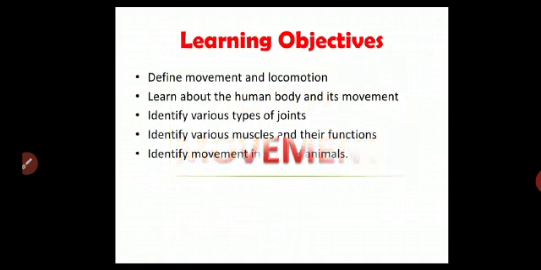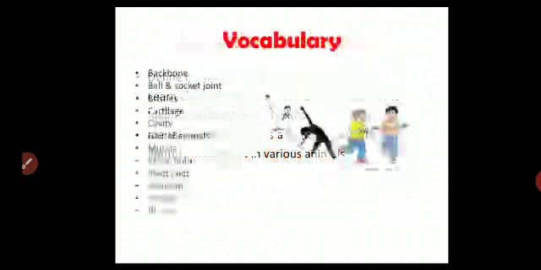Okay, so the learning objective for this particular chapter is we will be learning what is movement and what is locomotion, and what is the basic difference between both of them. So we learn more about our own self and our movements. Okay, and we'll see the types of joints, and we'll also discuss muscles and their functions, and also we'll identify movements in other organisms.